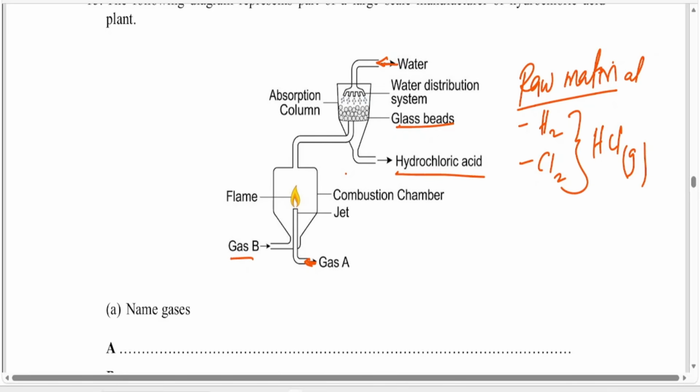So we also have the presence of water that now hydrolyzes the hydrogen chloride gas to form aqueous hydrochloric acid. Glass beads are there to increase the surface area in which hydrogen chloride dissolves in water.